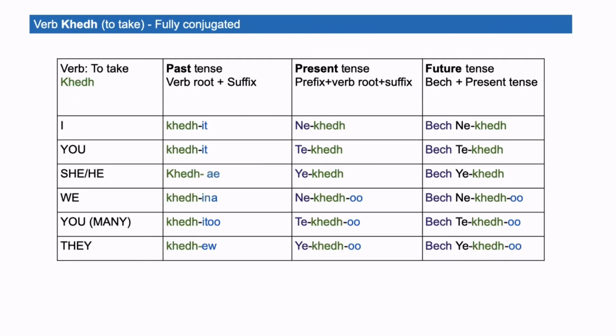Okay, now let's look at the verb khad, to take, fully conjugated. Same suffixes, same prefixes. I took, khadit. You took, khadit. He took, khada. We took, khadina. You took, khaditu. They took, khadiu. I am taking, nekhad. You are taking, tekhad. He is taking, yakhad. We are taking, nekhadu. You are taking, tekhadu. They are taking, yakhadu. The only reason there's a double O in here instead of the ion, which we saw in the earlier example, is just for ease of pronunciation with this verb.